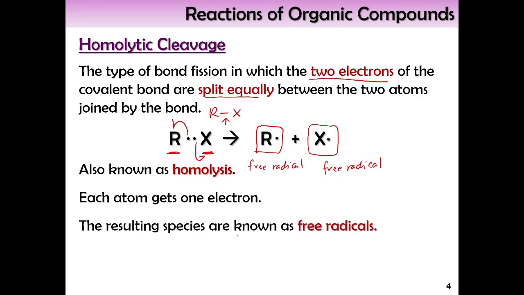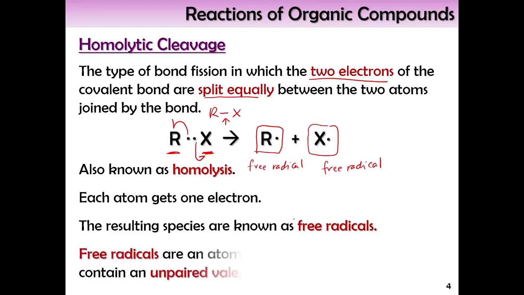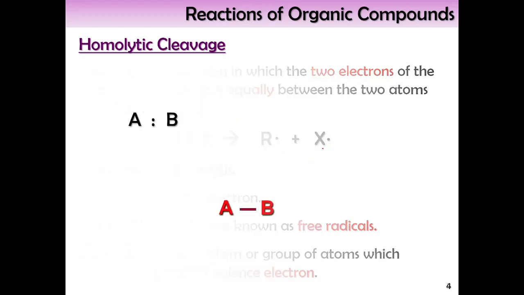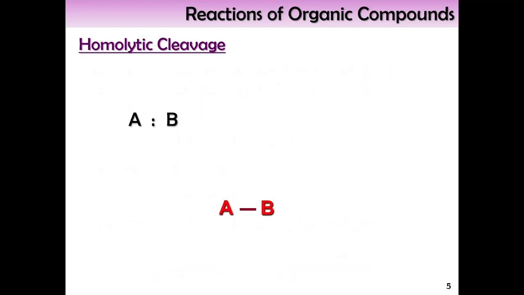The resulting species are known as free radicals. You need to define this: free radicals are an atom or group of atoms which contain unpaired valence electron. This is unpaired valence electron, this is unpaired valence electron, this is unpaired valence electron. Okay, so let's see this one.